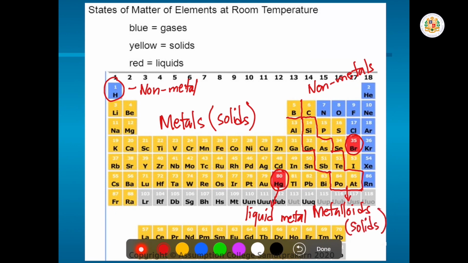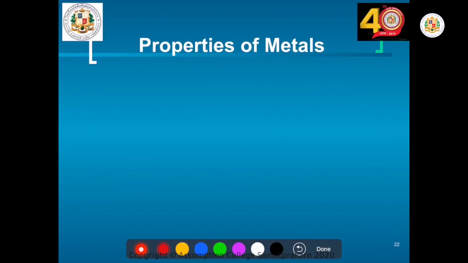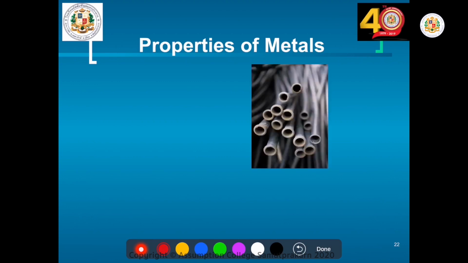So those are the states of the elements at room temperature. Now, let's go to the properties of metals, nonmetals, and metalloids. What are the differences in their properties? So this is an example of a metal.